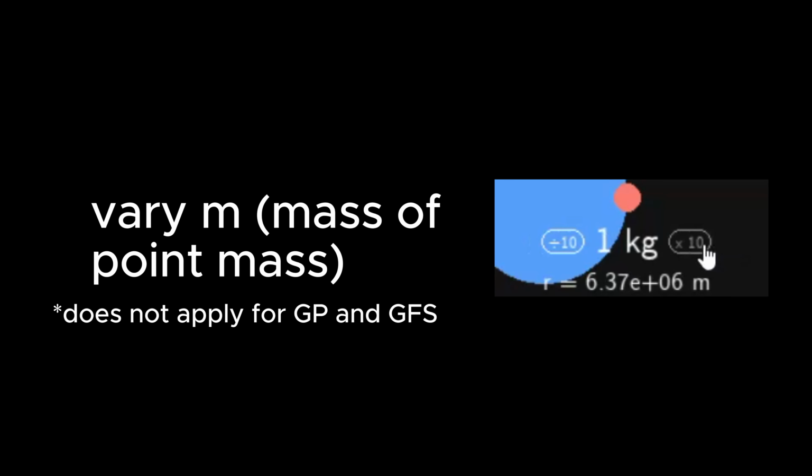And finally, to vary the mass of the point mass, for concepts where this was appropriate. Obviously for gravitational potential and gravitational field strength, that point mass has to be strictly 1 kilogram. But this isn't the case for gravitational force and gravitational potential energy, where it could be useful for students to be able to vary it and see how that affects the quantities being displayed on the graph.